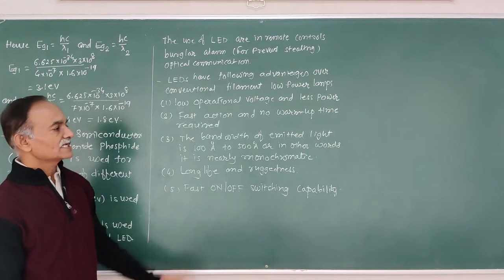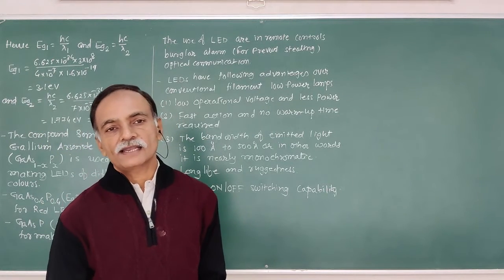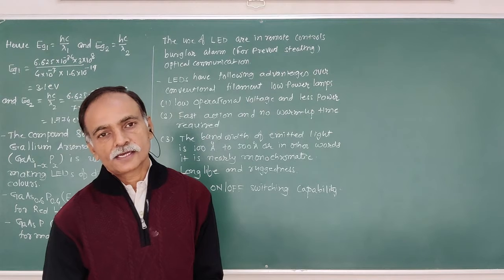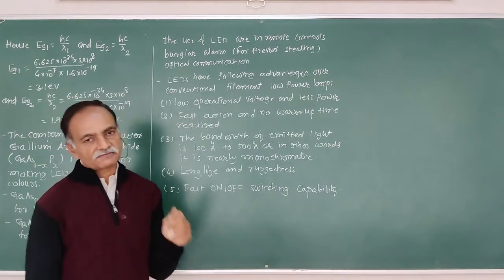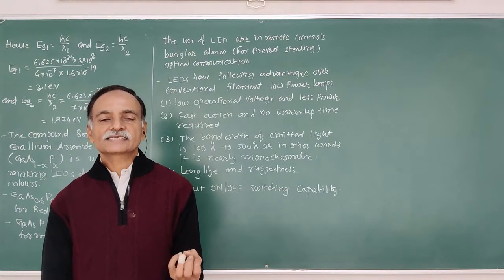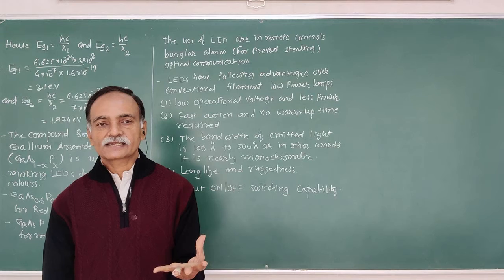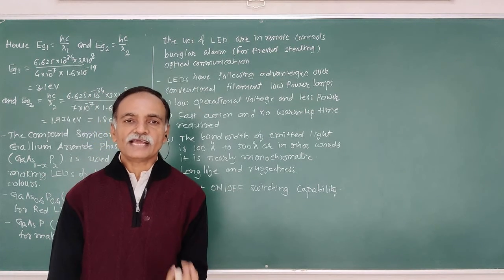Second is the fast action and low warm-up time required. Here, as we switch on, the light is emitted from the light emitting diode immediately. No warm-up time is required. While in a filament bulb, as we switch on, the intensity of the light is initially less. As time passes, more light or higher intensity light is emitted because it requires some time to warm up.